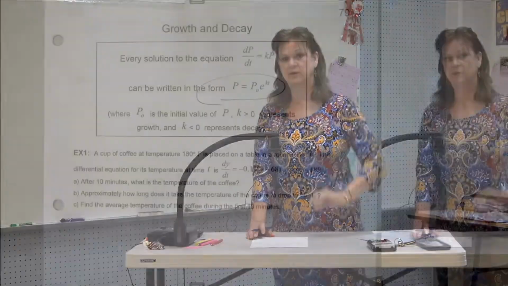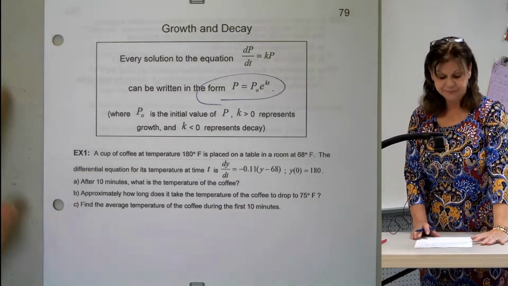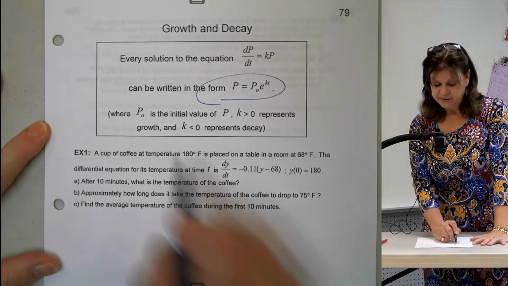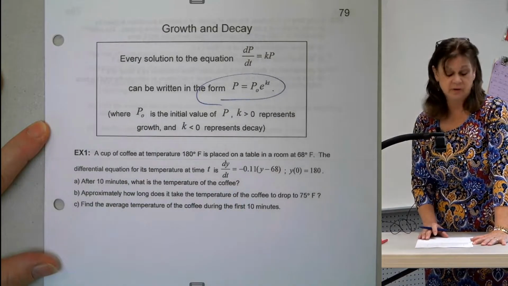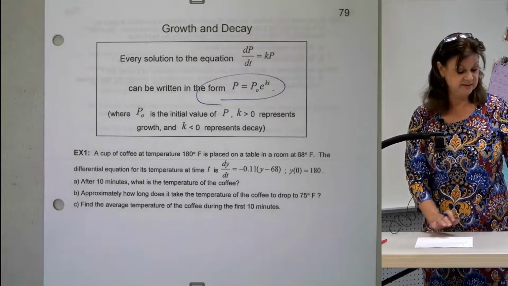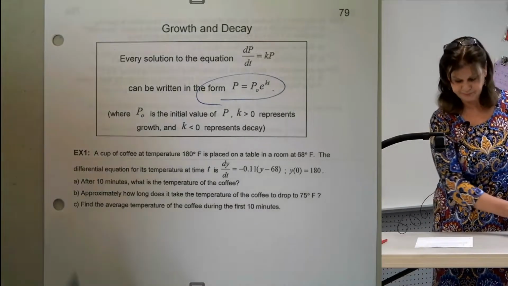We're starting on growth and decay, page 79. And you'll notice at the top, every solution to the equation dP/dt = kP can be written in this form. We explored that yesterday when we had e to the power and then you realize base log base. P of 0 is your initial value, and if k is greater than 0, it's going to be growth, and if it's less than 0, it's going to be decay.